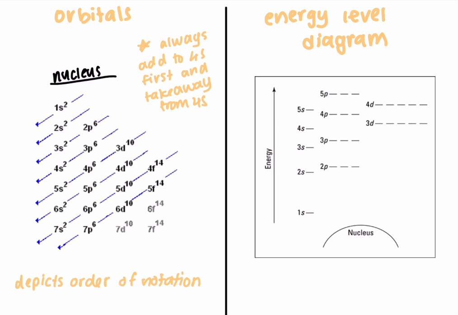So next we have the energy level diagram. You can see this is the nucleus. This is energy increasing. So you have 1s, 2s 2p, 3s 3p, 4s 4p 3d. You can see 4s is at a lower energy level than 3d, and then 5s is at a lower energy level than 4d. So that's very important to remember. And you can also see here the varying energy levels of the different orbitals, as I mentioned before.